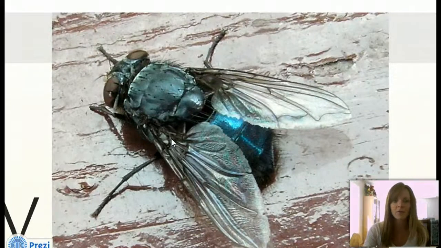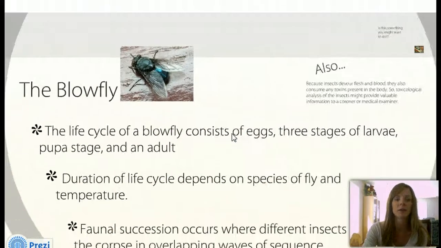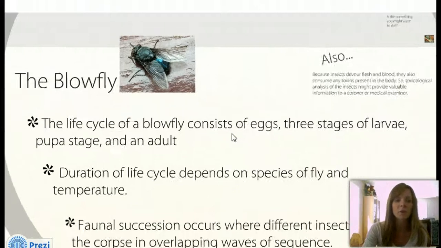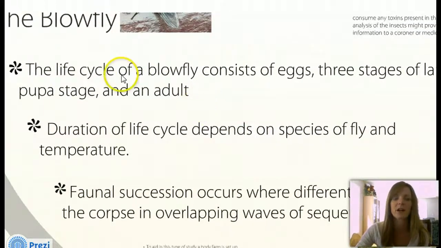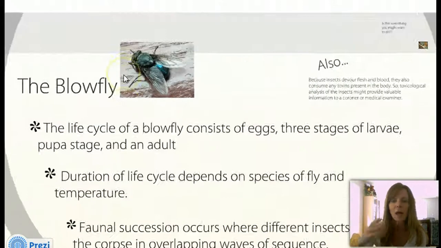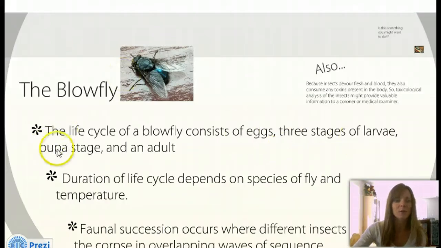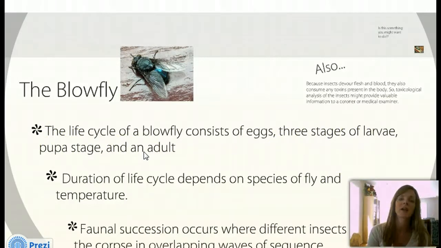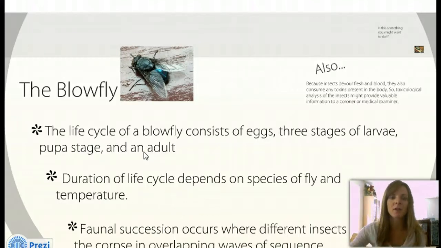So you guys have seen these before. They typically have these little turquoise kind of butts, but a very general fly that you'll see around a lot, okay? So the blowfly, we talk about the life cycle of a blowfly consists of eggs, 3 stages of larva, pupa stage, and an adult, okay? So I'll talk a little bit more and I'll show you a picture of the life cycle, but that's a big deal to understand that life cycle because depending on when these entomologists find the corpse, they can see what part of the life cycle these blowflies are in and basically calculate that PMI.